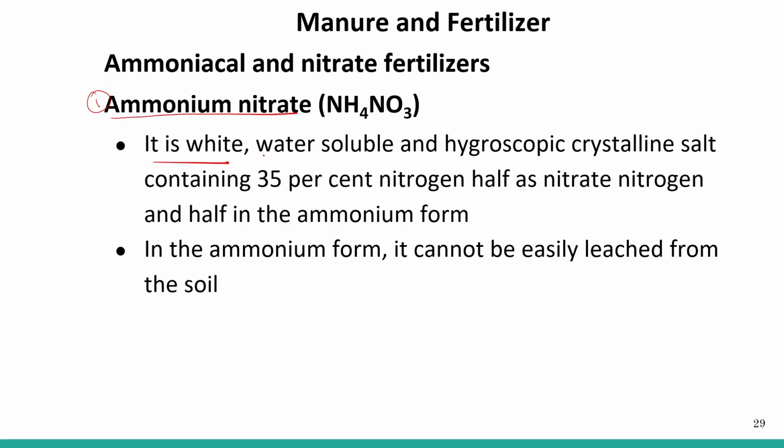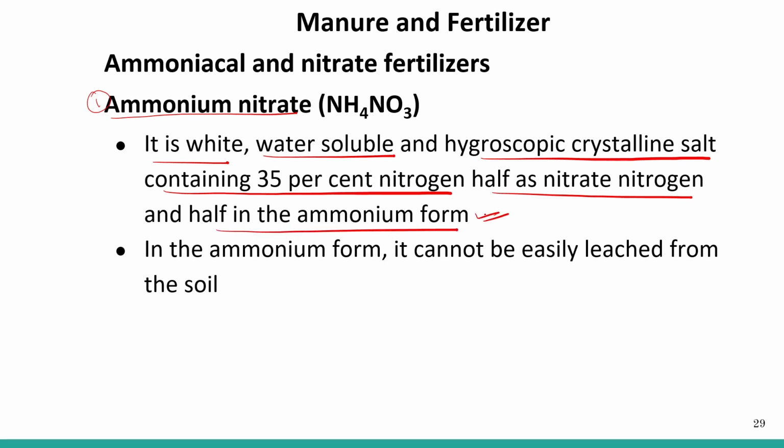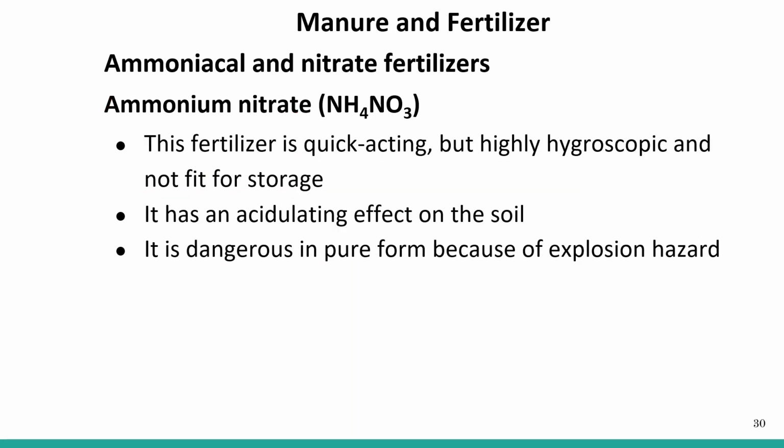It is a white, water soluble and hygroscopic crystalline salt containing 35% nitrogen, half as nitrate nitrogen and half as ammonium nitrogen. Okay, and in the ammonium form it cannot be easily leached from the soil. So this is one of the advantages, that it doesn't get easily leached from the soil. Next, the fertilizer is quick acting but highly hygroscopic and not fit for storage. It has an acidulating effect in the soil. So it increases the acidity in the soil.